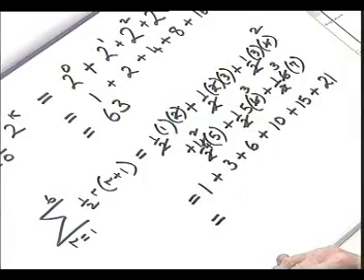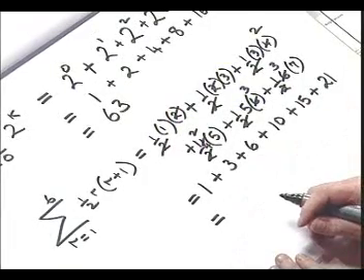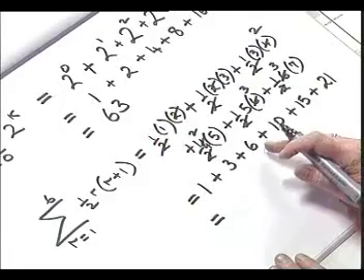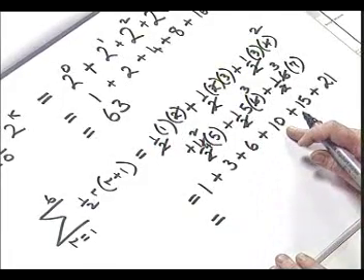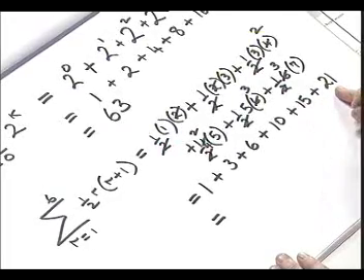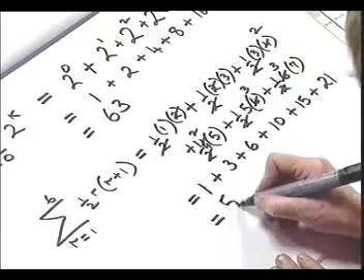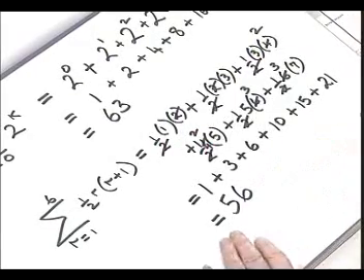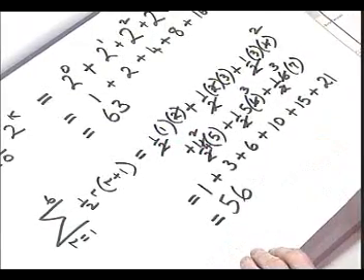And finally, what we'd like to do is just add these all together. 1 plus 3 plus 6 is 10, plus 10 is 20. 20 plus 15 is 35, plus 1 is 36, and then add the 20 is 56. So we get the sum 56.